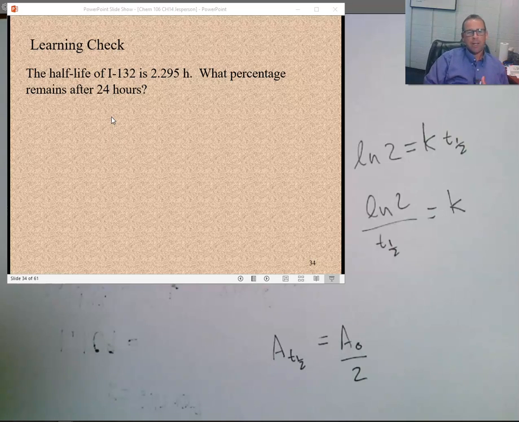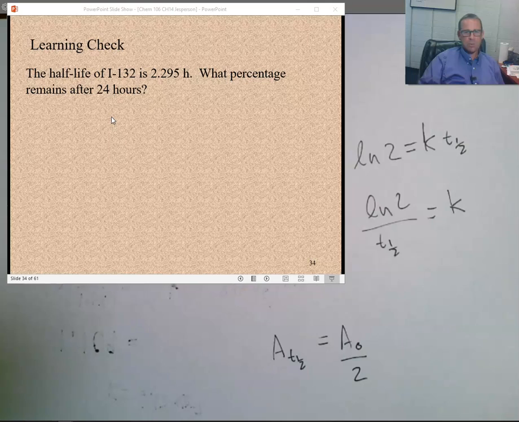So here it is. The half-life for this chemical, this iodine-132, chemical is not the right word, it's called a half-life for this isotope. The half-life for the isotope iodine-132 is 2.295 hours. What percentage remains after 24 hours?